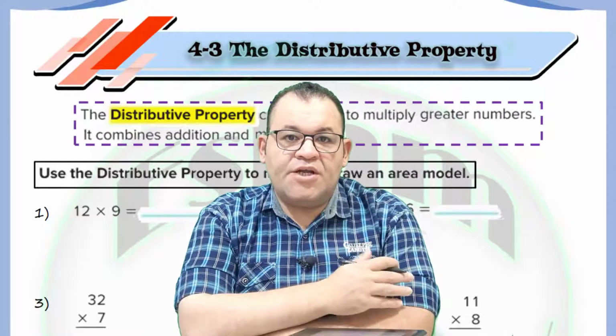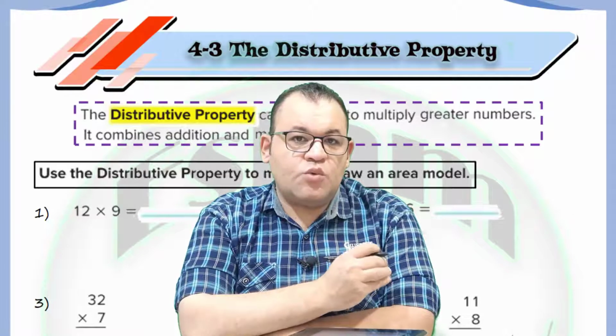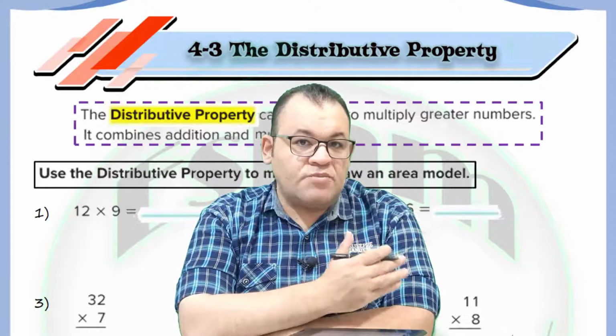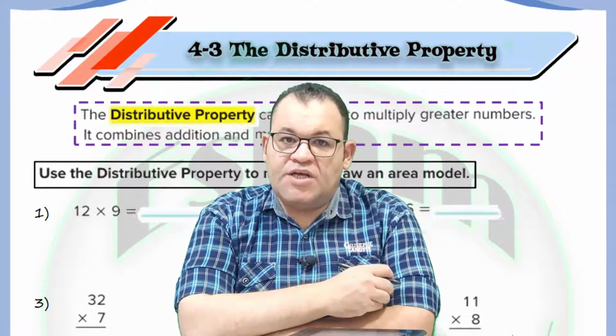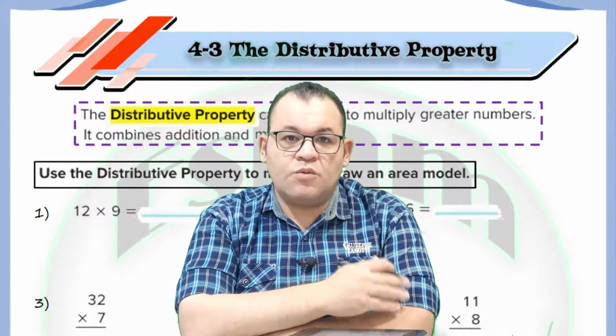After that, we talk about the identity. When you multiply any number by 1, you will find that the product will be the same. 5 times 1 is the same as 1 times 5 equals 5. After that, we talk about the zero in multiplication. When you multiply any number by 0, the answer will be equal to 0.